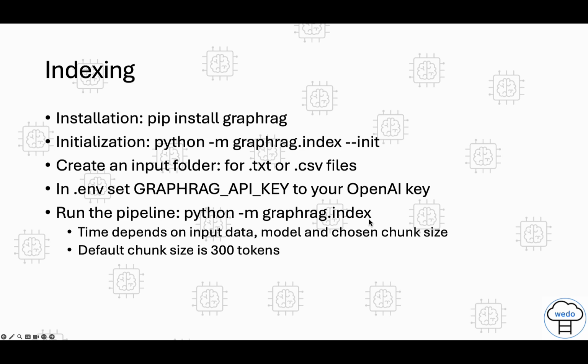Now, the time that this will take depends, of course, on the input data, the model, and the chosen chunk size. The default chunk size is 300 tokens. If you make that wider or larger, like 600 tokens, for example, it will go faster. But the drawback here is that the entity extraction process might be less precise. So in my example, I'm going to leave it at the default chunk size, which is 300 tokens.